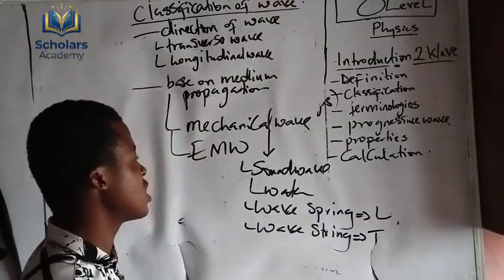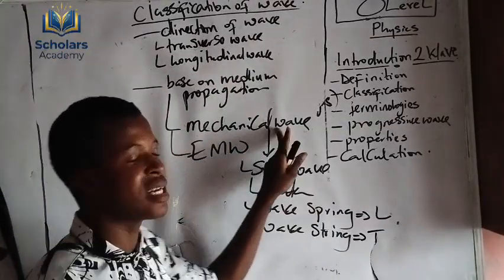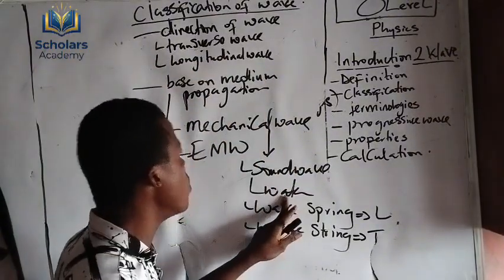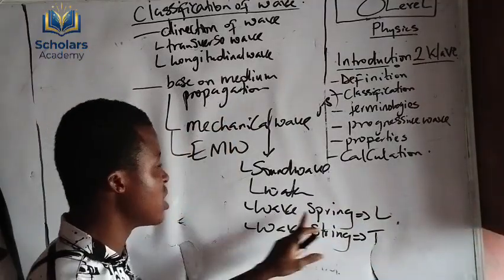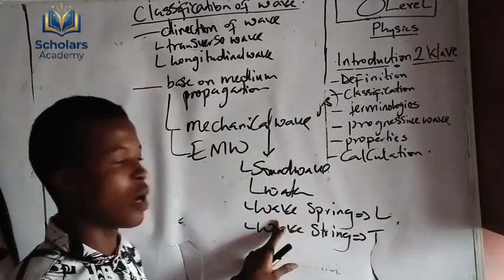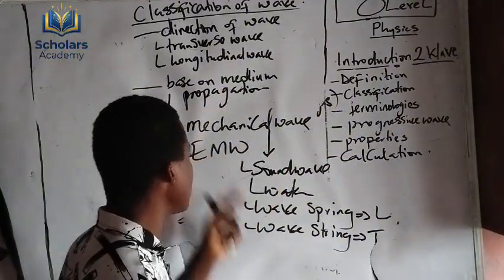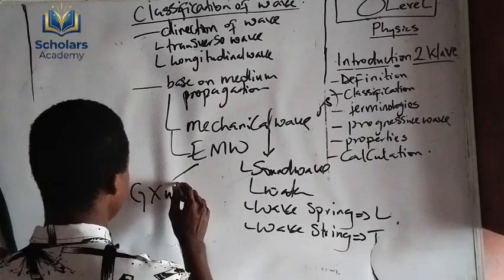In a nutshell, we can say that sound wave, based on medium, falls under mechanical, and based on direction, falls under longitudinal. Water wave is mechanical wave and transverse wave. Wave in spring is longitudinal and mechanical wave. Wave in string is transverse and mechanical wave. Electromagnetic wave, we now have this set of waves.